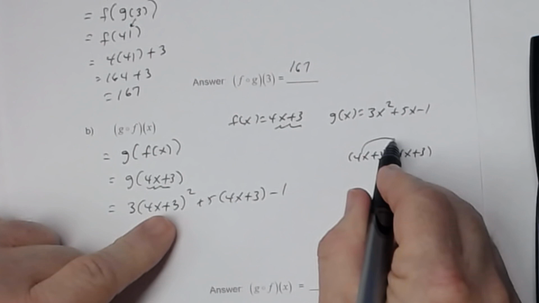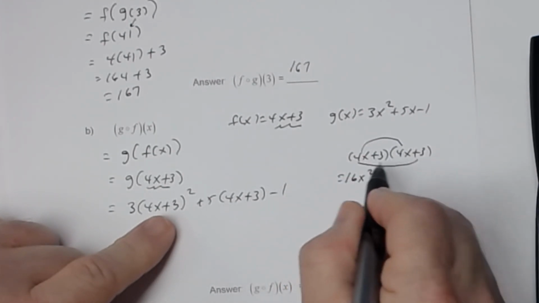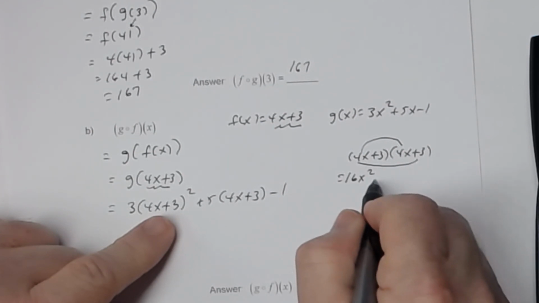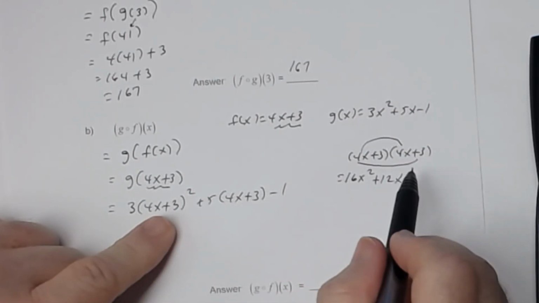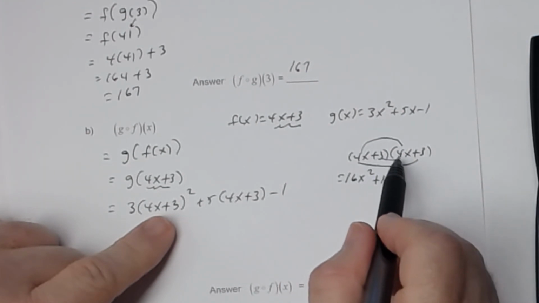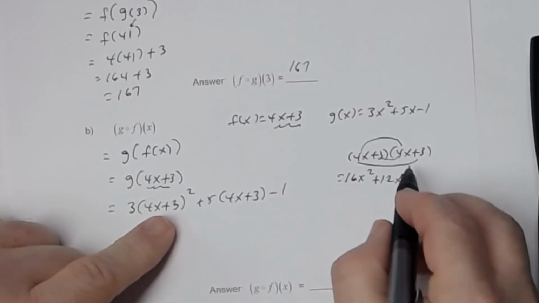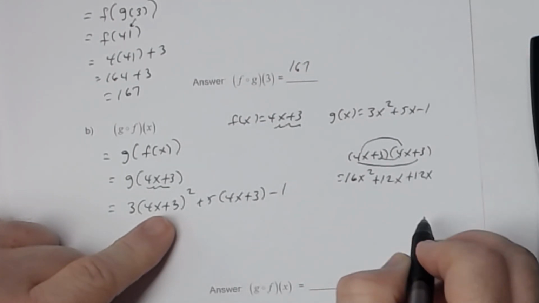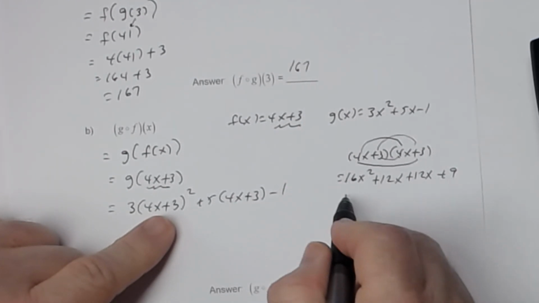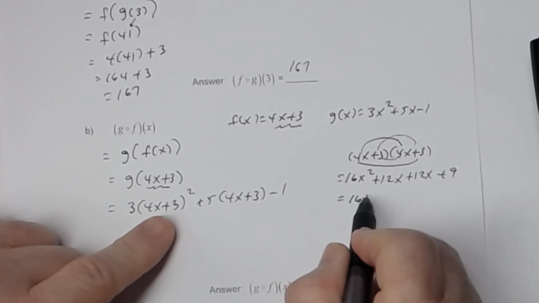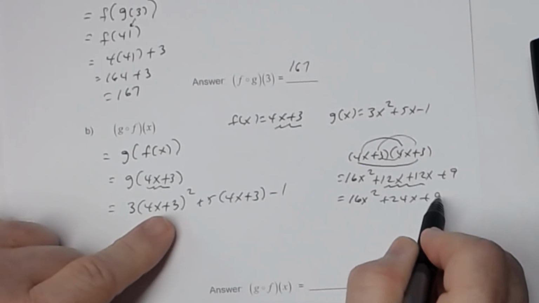And so 4x times 4x is 16x squared. The outer 4x times 3 is 12x. And remember, when you square a binomial, the outer and the inner are always going to be the same. So 4x times 3 and 3 times 4x are both the same as 12x. And then 3 times 3 is 9. Combining like terms, I get 16x squared, 12x and 12x is 24x, and then plus 9.